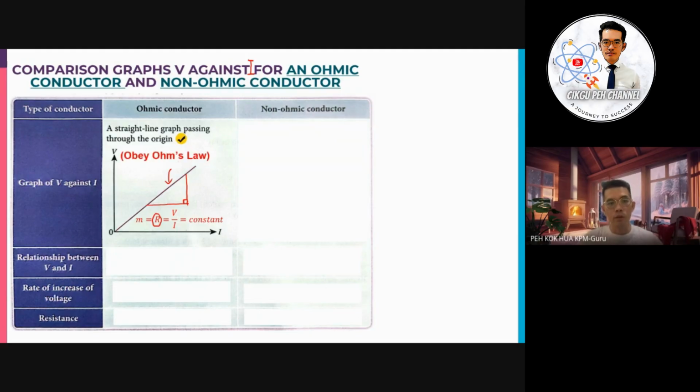So we can conclude that an ohmic conductor obeys Ohm's law, where the gradient is constant, or the resistance is constant. The relationship between V and I for an ohmic conductor is directly proportional. You can see this is a straight line passing through the origin here.